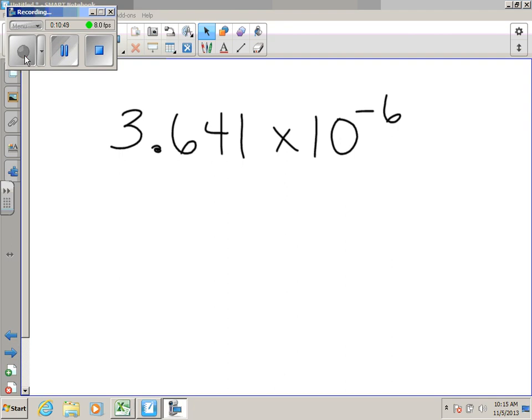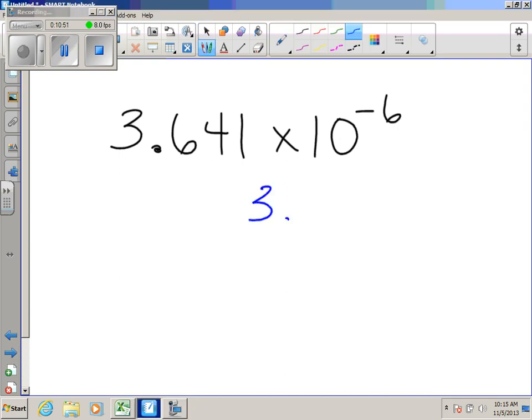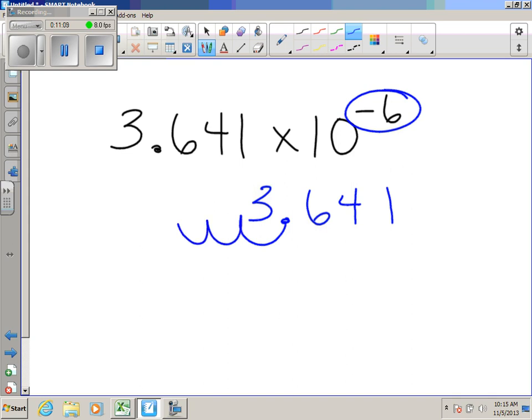This is why I recommend just rewriting the digit between 1 and 10 that you're working with. Because now if I'm going to go 6 places, it's a negative, I'm going to go to the left, right? So one of those 6 is already going to be occupied just getting it in front of the 3. So 2, 3, 4, 5, 6. So there's 1, 2, 3, 4, 5 zeros.